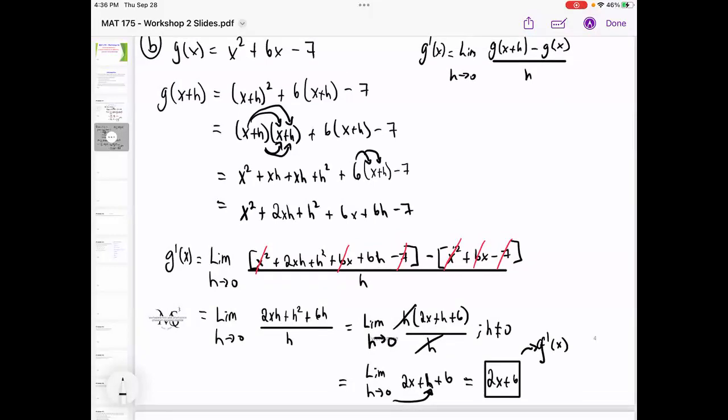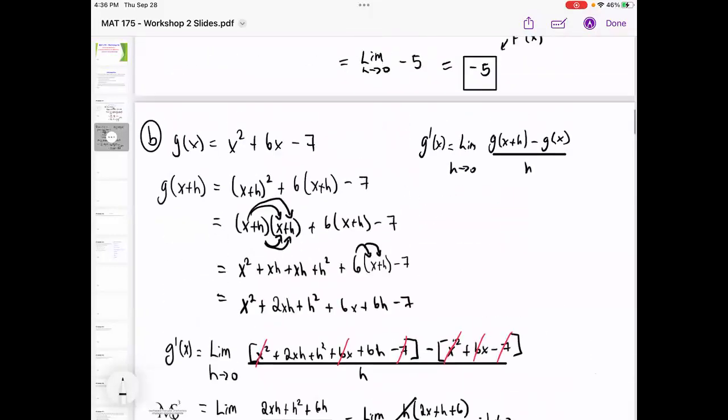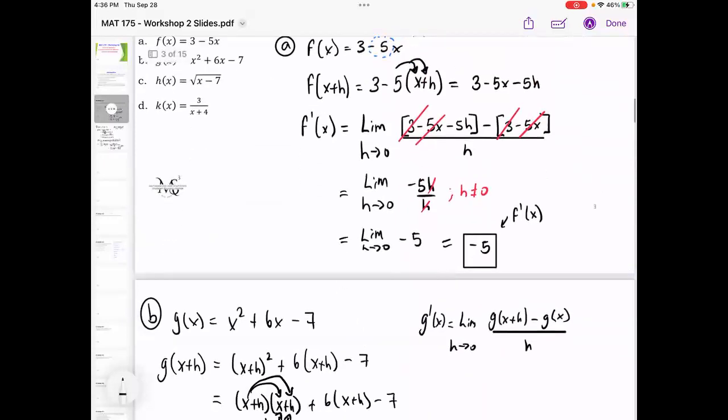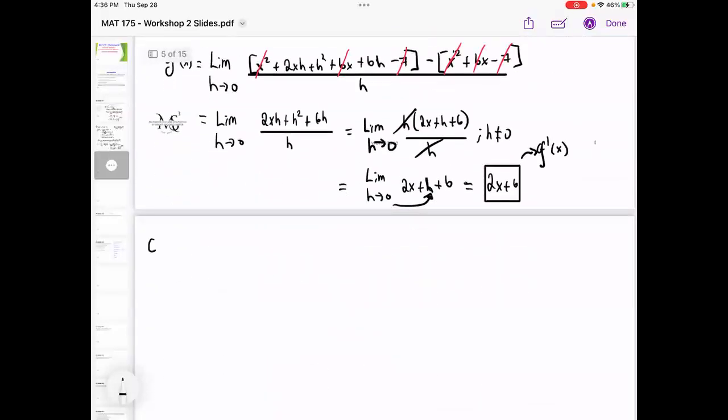Okay, can we continue? All right, so let's look at part C now. Part C's example says now we have the square root of x minus 7. So h of x is equal to the square root of x minus 7. Again, what is the first step I need to compute? We have to compute h of x plus h. So wherever I see an x, I'm replacing it with x plus h. The good thing is that there's only one x here. It's inside of the square root. So you just have to put a plus h there. So you have the square root of x plus h minus 7.